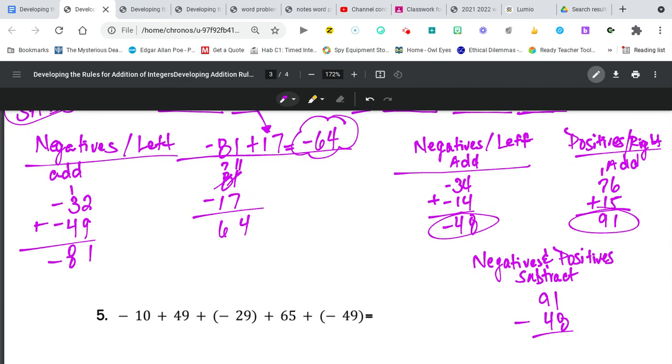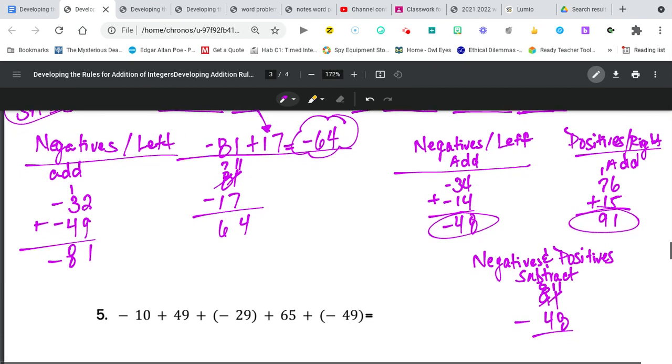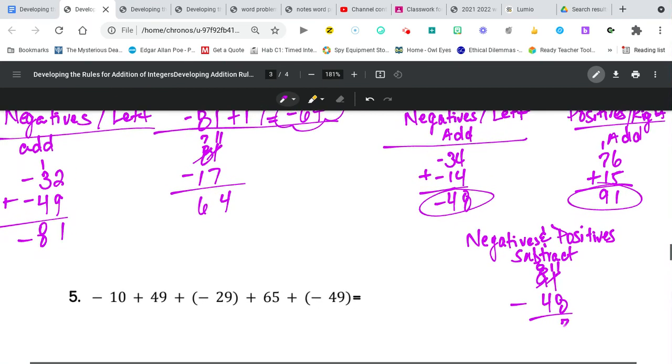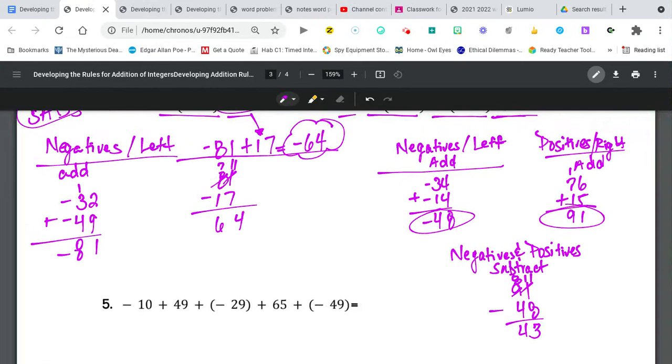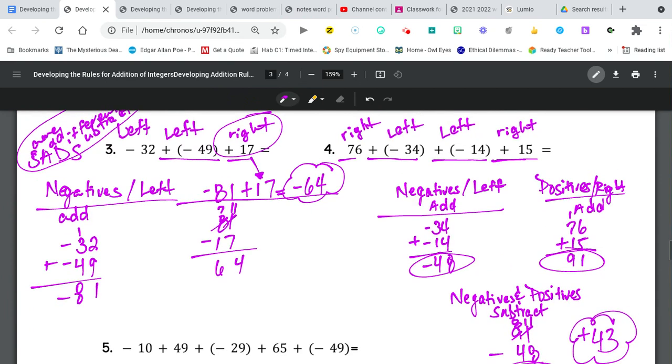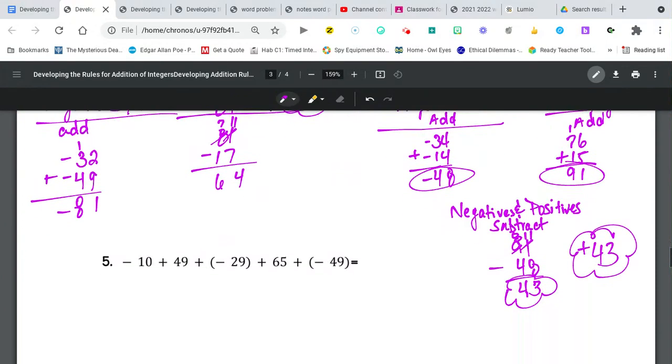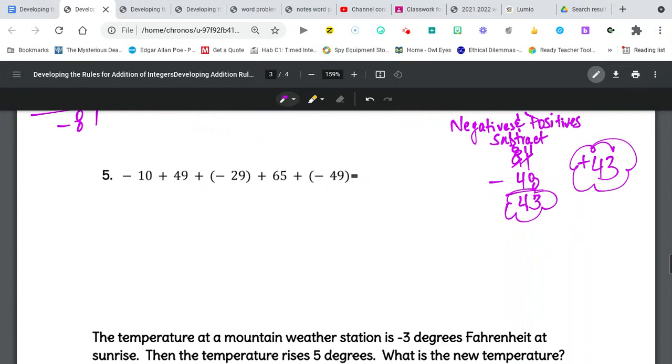Well, I can't take 1 minus 8, so I'll borrow. And that becomes an 11. 11 minus 8 is 3. 8 minus 4 is 4. And just think about it. It's more positives than negatives. So your final answer is going to be positive 43. And you don't have to put that positive there. I just do it. Or you can say it's more to the right than it is to the left. All right, you pause the video and try number 5.